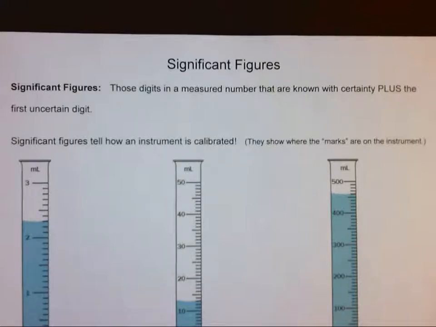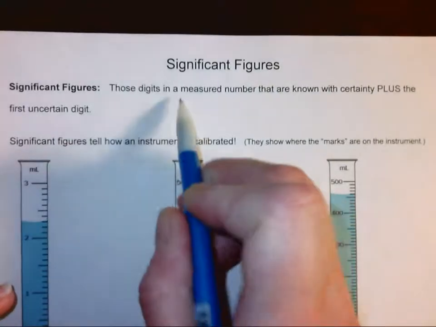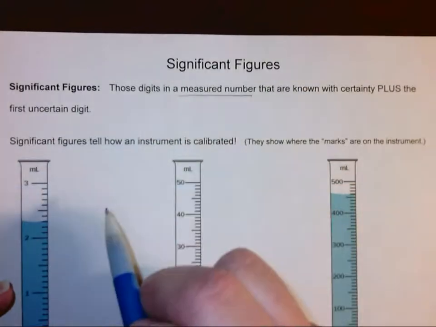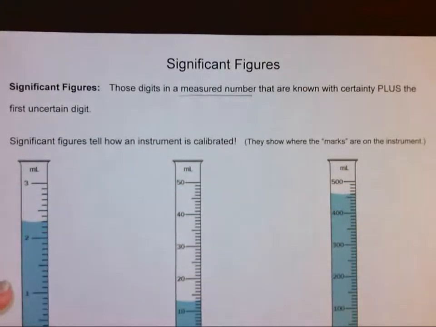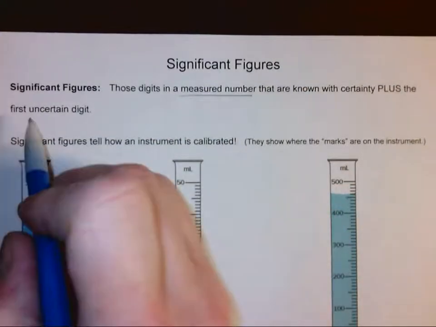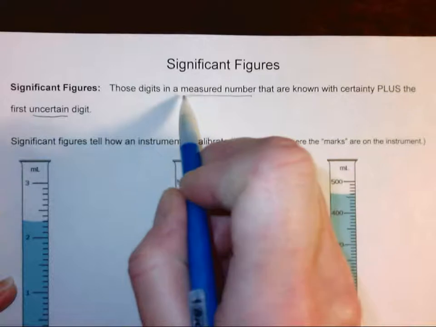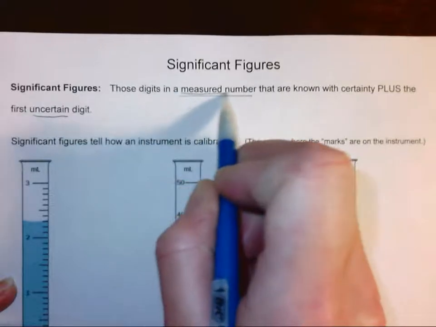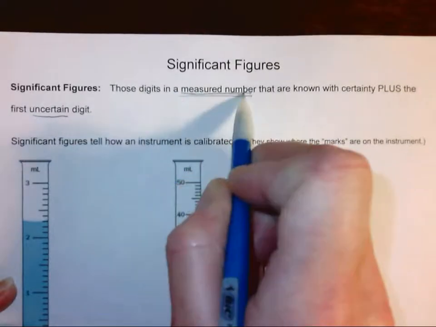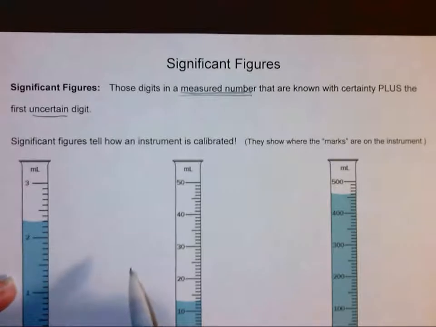Today we're talking about significant figures. Significant figures are those digits in a measured number that are known with certainty plus the first uncertain digit. The key to understanding significant figures is that we have a measuring instrument and we obtain a measured number.